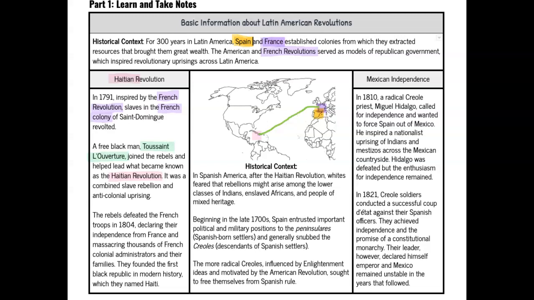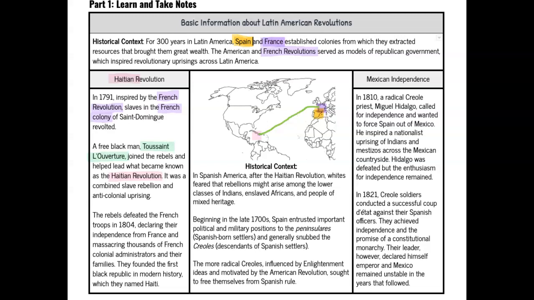He inspired a nationalist uprising of Indians and mestizos across the Mexican countryside. Hidalgo was defeated, but the enthusiasm for independence remained. It was a really important first step to have this call for nationalism and independence from the mother country of Spain.